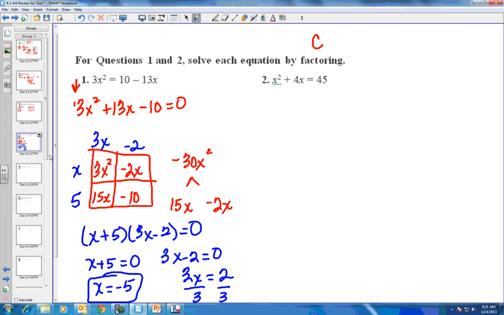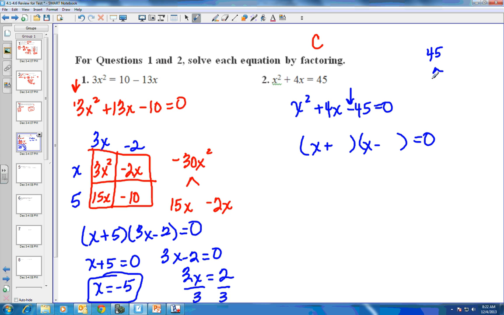All right, on number 2, what's my first step on this one? Subtract 45. x squared plus 4x minus 45 equals 0. Do I need to use my box on this one? No, because this one's an easy one. Are my signs going to be the same or different? They're different because of this sign. And I need factors of 45 that when I subtract them, I get 4. What is it? 9 and 5.